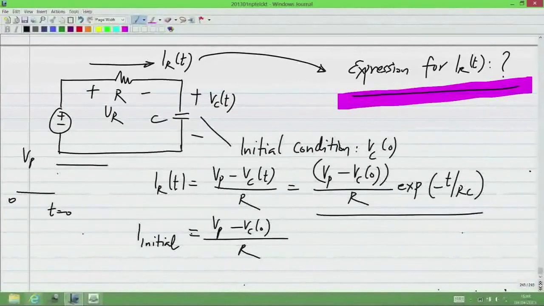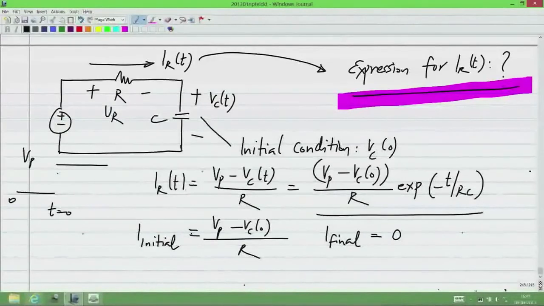Okay? And what is I final? What does it mean to have a steady state in a circuit with capacitors and piecewise constant voltage? Steady state means that the voltages in the circuit will be constant with time. Okay. So if the capacitor voltage remains constant with time, then there is no current through the capacitor, so it's like an open circuit. So clearly the current through the resistor is the same as the current through the capacitor. Okay. So I final will be equal to 0.